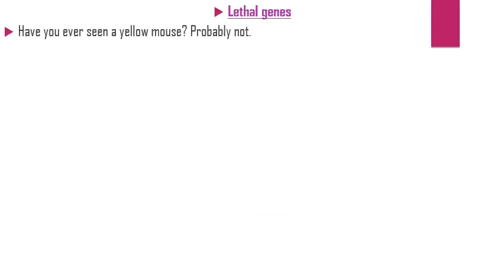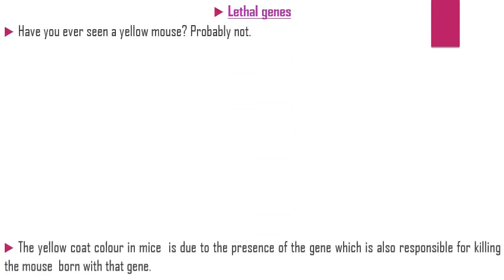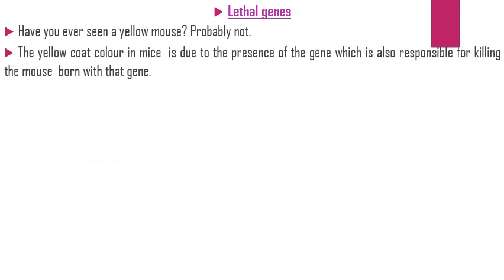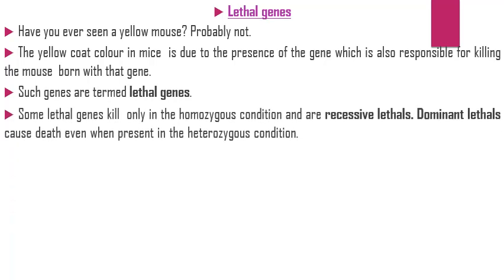Lethal genes. Have you ever seen a yellow mouse? Probably not. The yellow coat color in mouse is due to the presence of a gene, which is also responsible for killing the mouse born with that gene. Such genes are termed lethal genes. Some lethal genes kill only in the homozygous condition and are recessive lethals. Dominant lethals cause death even when present in the heterozygous condition.